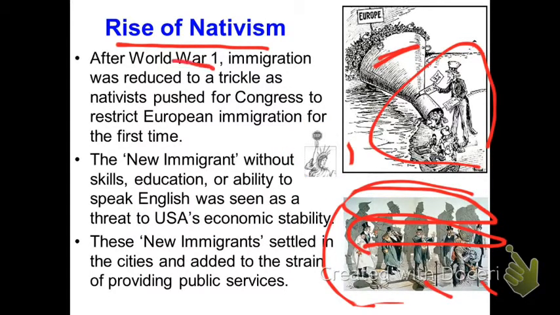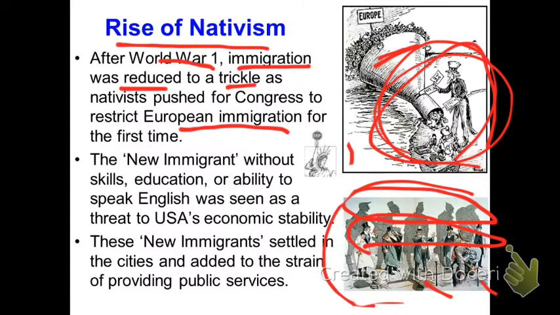Let us continue. After World War I, immigration was reduced. Immigration was reduced to a trickle. And again, you kind of go back to this concept over here with the funnel. As nativists pushed for Congress to restrict European immigration, they were wanting Congress to restrict it, in some cases do away with it completely. But nativists were pushing for Congress to restrict European immigration for really the first time in our history.